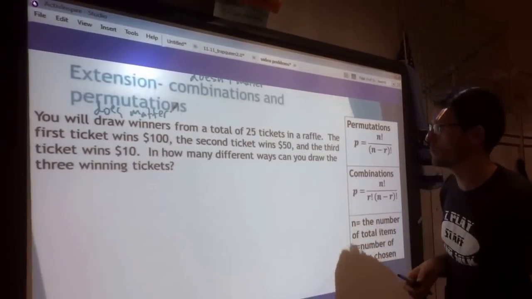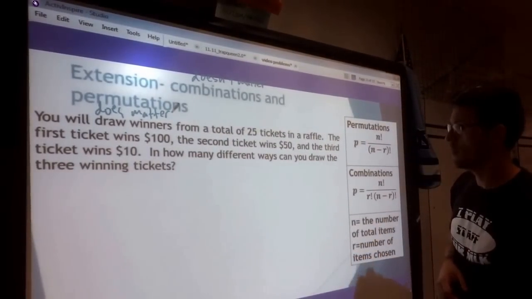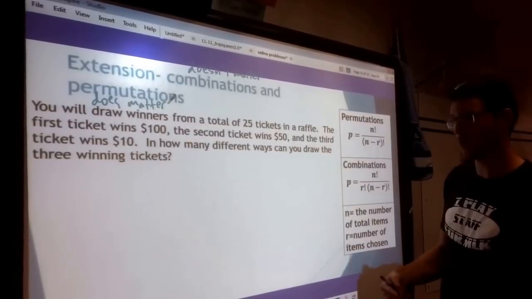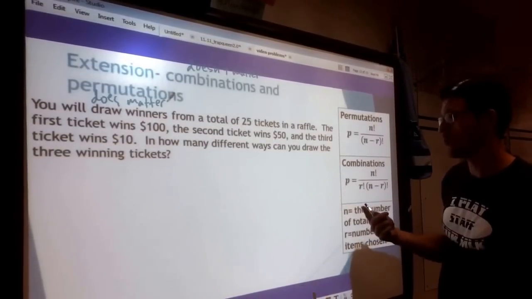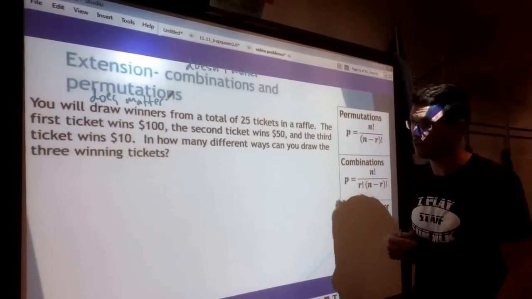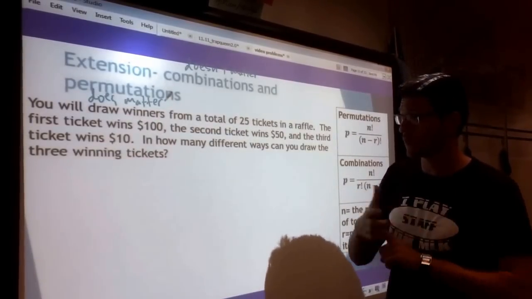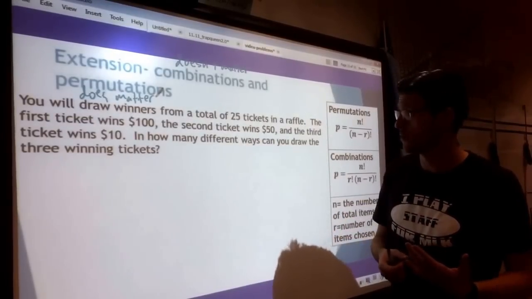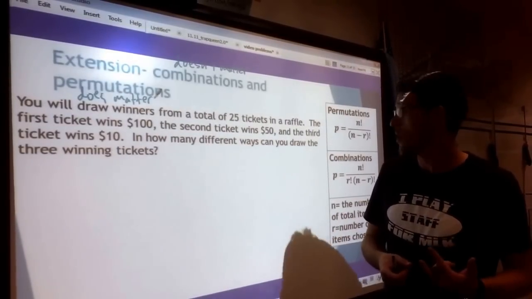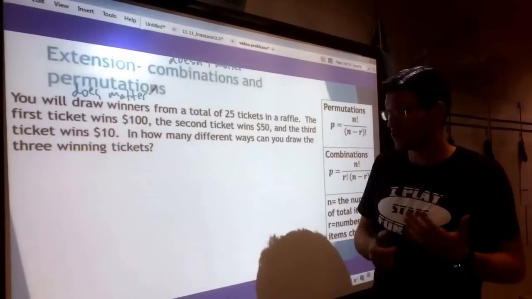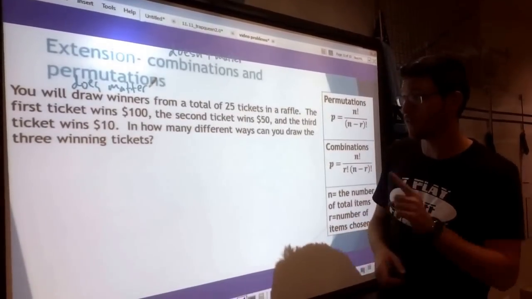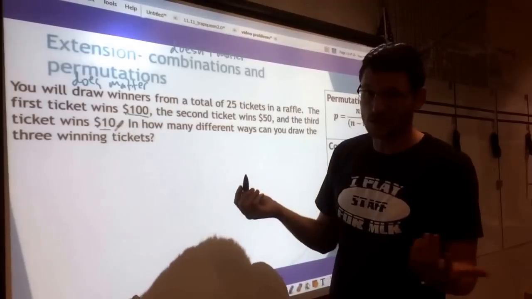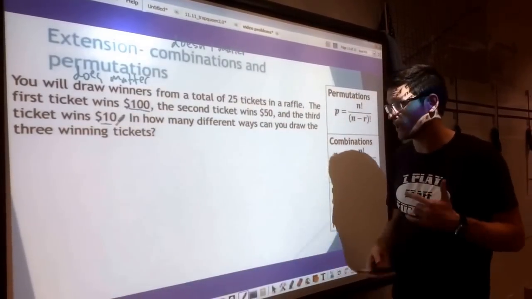It says you will draw winners from a total of 25 tickets in a raffle. The first ticket wins $100, the second ticket wins $50, and the third ticket wins $10. In how many ways can you draw the 3 winning tickets? So I want you guys to think, for first place, second place, and third place, does order matter here? When we look at this problem, you should realize that the order does matter, right? You would much rather be the first ticket drawn because that person wins $100 instead of just $10, right? So the order does matter here, okay?